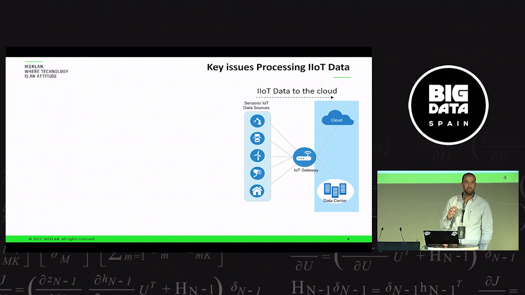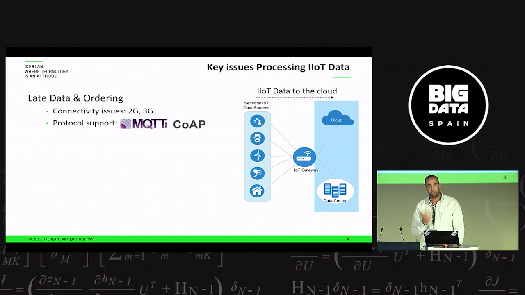The overall picture of this kind of architecture is that you have some IIoT sensors or data sources, whatever you want to call them, that usually send data to an Internet of Things gateway, and then that data is processed in clouds, data centers, etc.